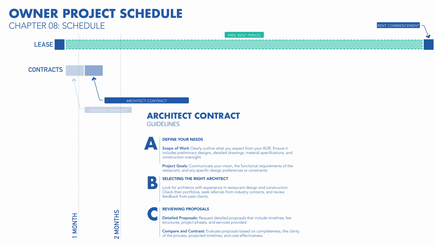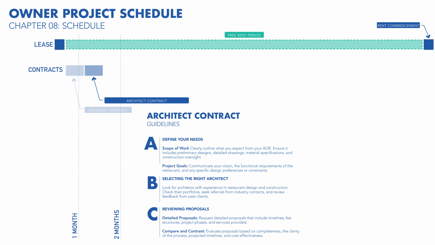Then, identify the goals of this project. When you create this RFP, you will want to send it to multiple architects. As a rule of thumb, reach out to at least 3 different architecture firms.